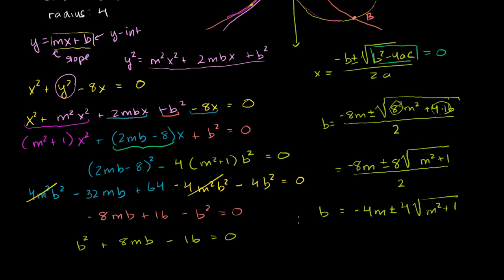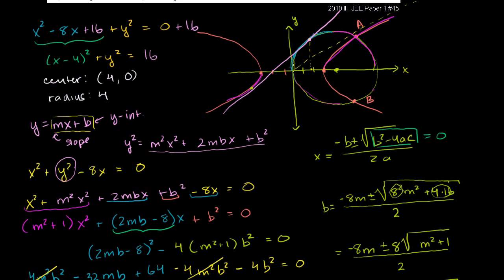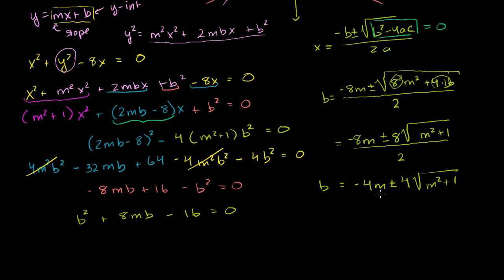So this is a possible b, given that the line is tangent to the circle. Now let's just think about this a little bit. If we look at the line up here, the way I draw it, we want a positive slope. And in order to do that, the way I drew it, you have to have a positive y-intercept. So this is a positive b, a positive y-intercept. We want to think about the y-intercept that is positive.